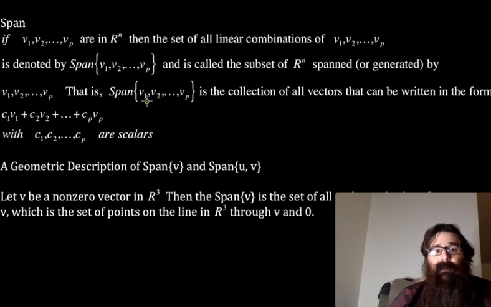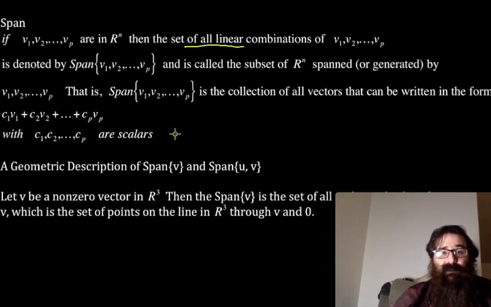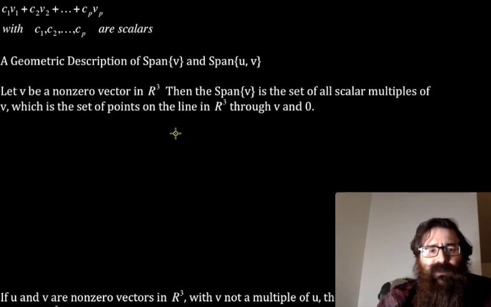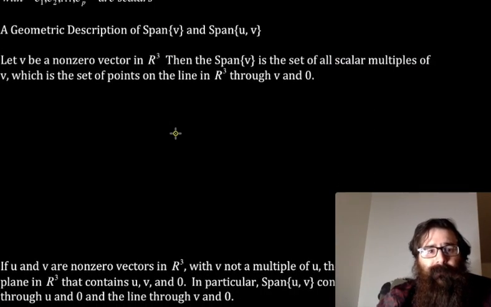That is to say, the span of the vectors v sub 1, v sub 2, so on and so forth to v sub p is the collection of all vectors that can be written in the form c sub 1 times vector v sub 1 plus c sub 2 times vector v sub 2 plus so on and so forth plus c sub p times vector v sub p, where c sub 1, c sub 2, so on and so forth to c sub p are scalars. And really we're talking about the set of all linear combinations. That's important. Let's talk about a geometric description of the span of vectors.